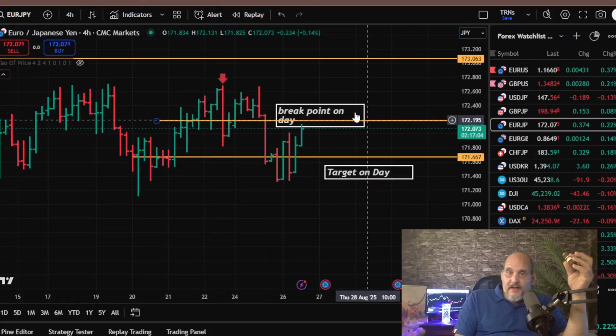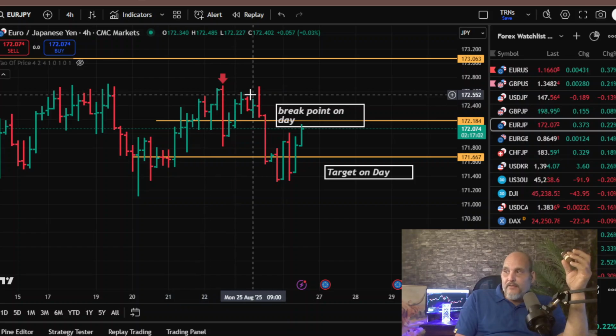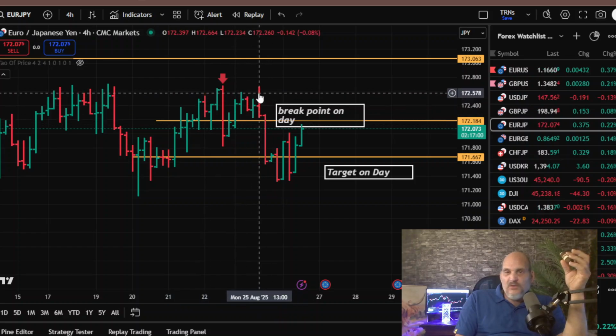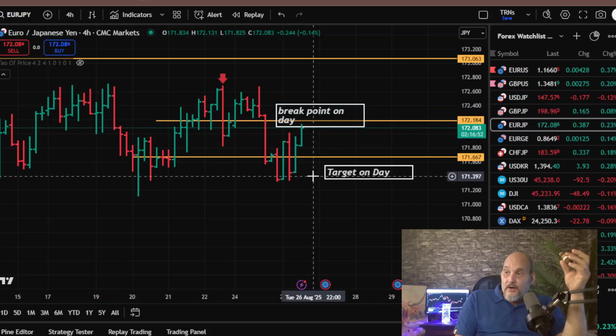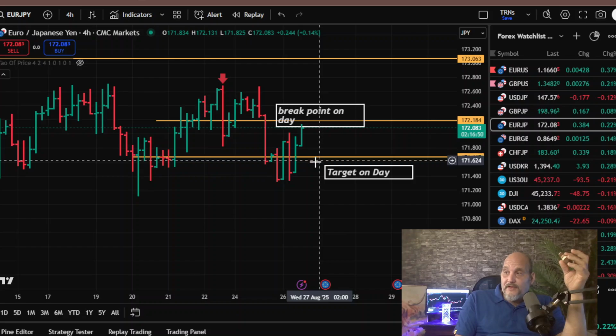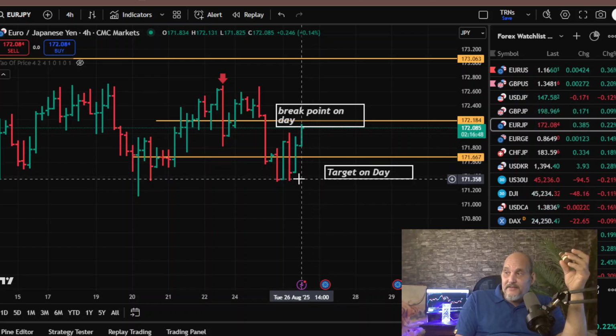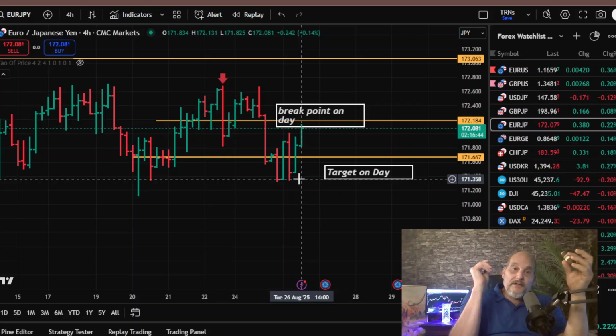I told you yesterday that I was going short right around 172.55ish, which is where I actually sold it. I said the break point on the day was 172.18, and the target was down right around 171.65. It did dip a little bit lower, went to 171.35 before the recovery. Had you followed that trade, you would have made yourself 100 plus pips on it.